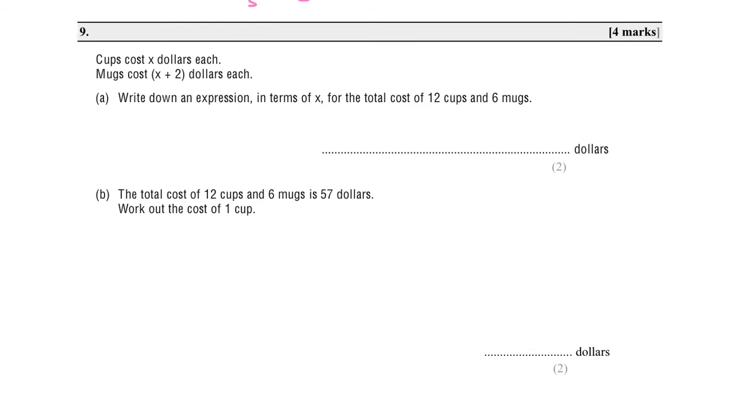Okay, so cups cost x dollars each, mugs cost x plus $2 each. Write down an expression in terms of x for the total of 12 cups and 6 mugs. Well, if a cup is x, 12 of them is 12x, plus mugs are x plus 2, 6 lots of x plus 2. So we could expand that as well. So 12x plus 6x plus 12, which is 18x plus 12. Either answer would be acceptable.